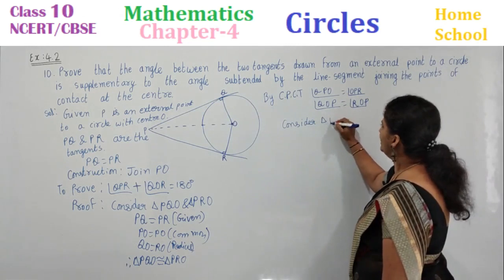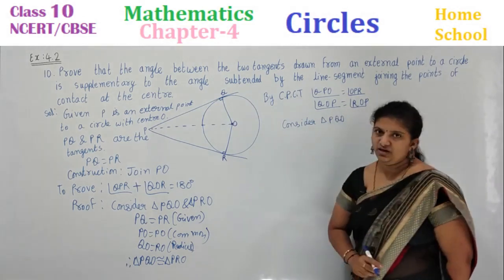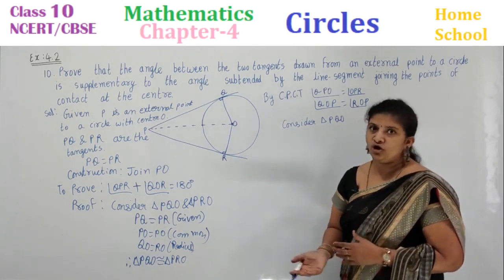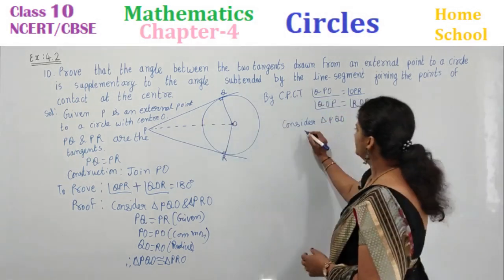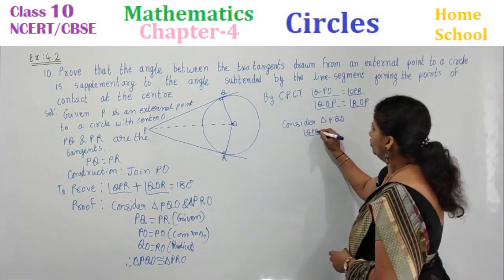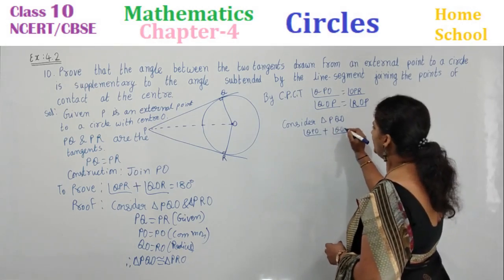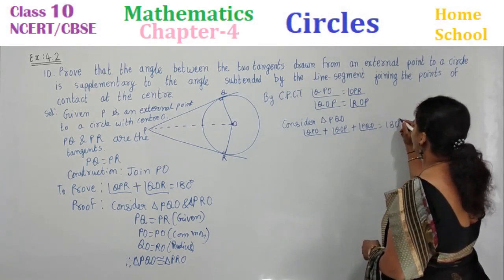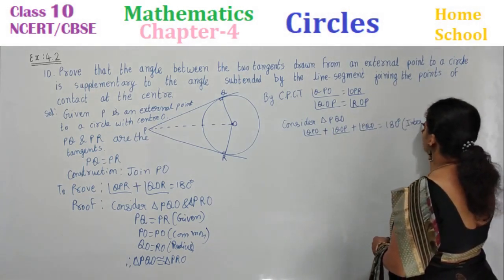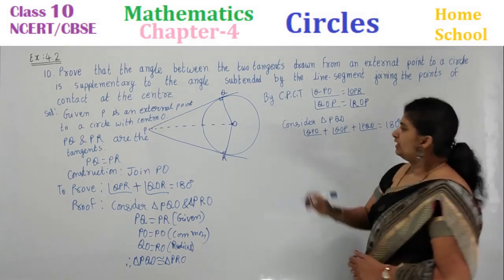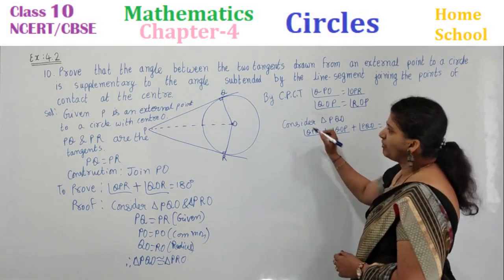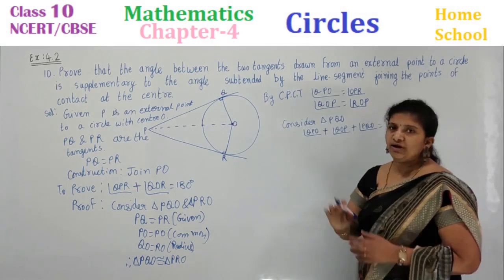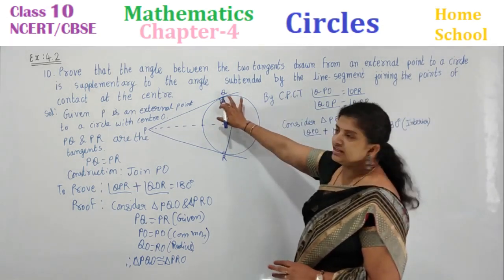Consider triangle PQO, if I say. What is the sum of the interior angles of a triangle? It will be 180 degrees, as we know already. Right? So, I take this angle: angle QPO plus angle QOP plus angle PQO is equal to 180 degrees. We know that the interior angle sum of a triangle is 180. Angle QPO is how much? OPR. And angle QOP is equal to ROP. But I don't substitute that. I just substitute only this 90.